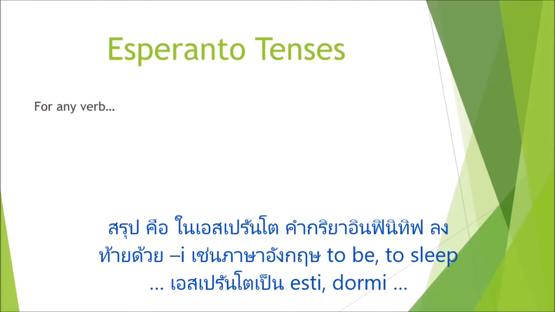So let's quickly review the Esperanto tenses. For any verb in Esperanto, the infinitive ending is an I. So that's the equivalent to in English when we'd want to say to be or to sleep. In Esperanto, it's esti and dormi. So it's just an ending that signifies an infinitive.